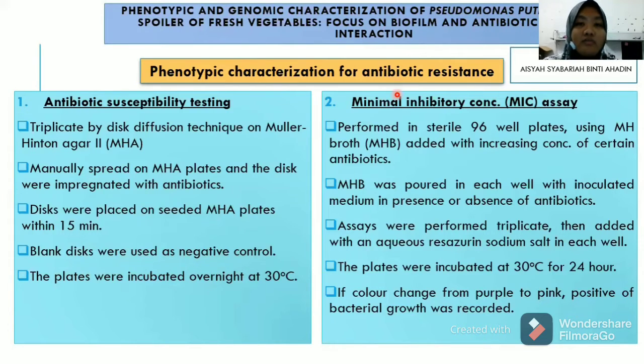The second technique is minimal inhibitory concentration assay. It is performed in sterile 96-well plates using MH broth added with increasing concentrations of certain antibiotics. MH broth was poured in each well with inoculated medium in presence or absence of antibiotics. The assays were performed in triplicate and added with aqueous resazurin sodium salt in each well. The plates were incubated at 30 degrees Celsius for 24 hours. A color change from purple to pink indicates positive bacterial growth.